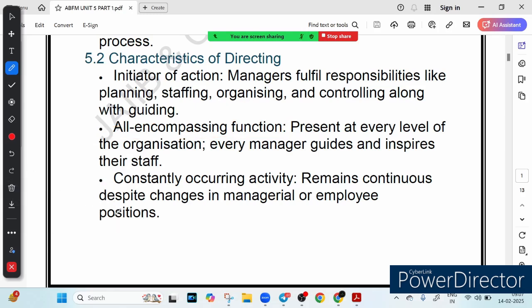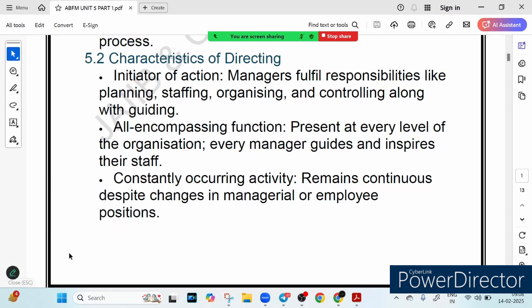The third point is continuous process. So here is the key point, continuous process. What does it mean? Think about it. Does motivation stop after one pep talk? No. Directing is an ongoing process, just like coaching in a game. Managers constantly provide guidance, supervision and support to their team, and that is why it is called a continuous process. So 3 characteristics we have already seen: initiator of action, present at every level of the organization, and continuous.